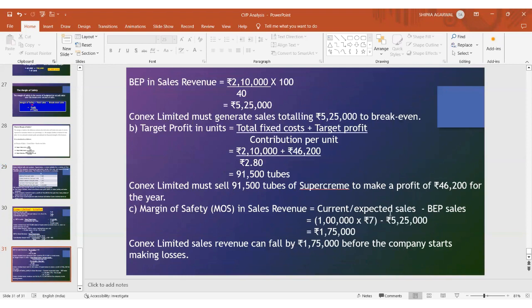And my BEP sales, I have calculated it as 5,25,000. So my margin of safety is 1,75,000. So that means the sales revenue can fall by 1,75,000 before the company starts making losses. And all the decision making that uses CVP analysis, based on which we can further make decisions related to make or buy, accepting a special order and all, that we will be covering in the next class.